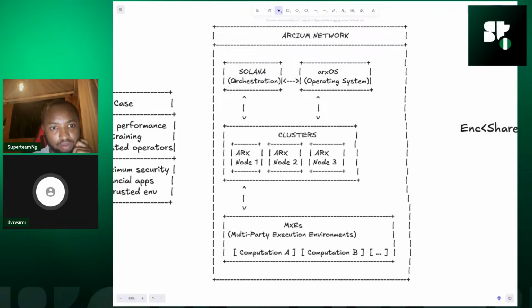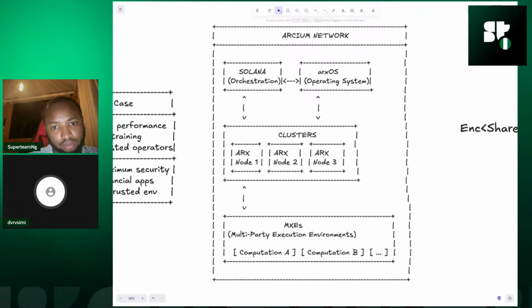There's the Solana side, which is pretty common, and it's just your normal Solana program. You have your program/src/lib.rs, and that's where you write your normal Solana code. ArcOS is Arcium's operating system that helps to run computation. A cluster is basically a group of nodes. That's all it is.